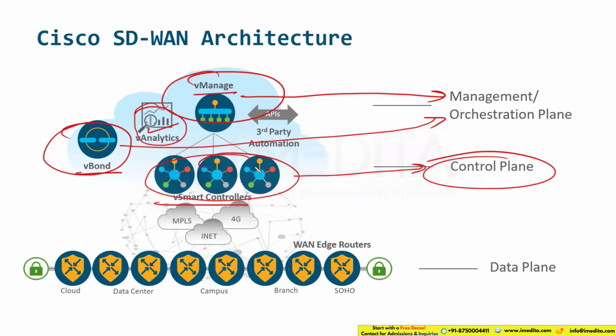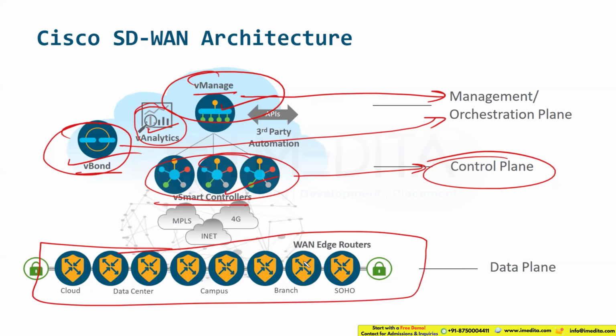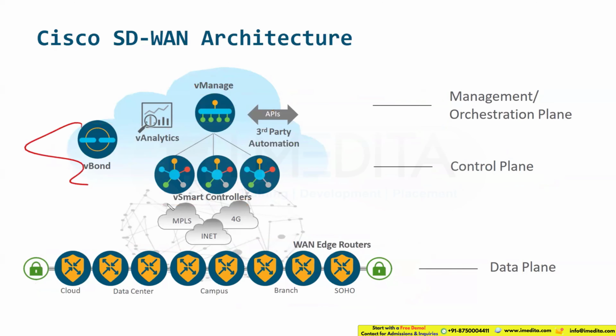When it comes to control components, majorly we have to cover vManage, vSmart controllers, and vBond. And in the data plane, we have the WAN Edge routers. We will also have to understand which WAN Edge routers support the SD-WAN feature. Initially, when SD-WAN was launched, we had a limited number of routers that supported it, but nowadays most Cisco routers support the SD-WAN feature. I'll explain which platforms support it. But anyway, let's get back to the control components.